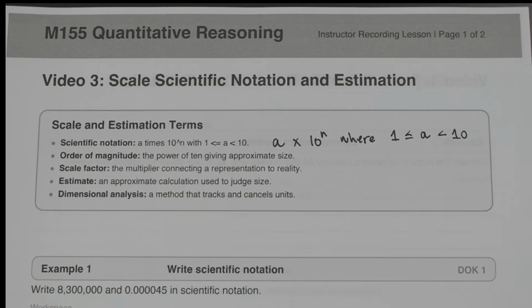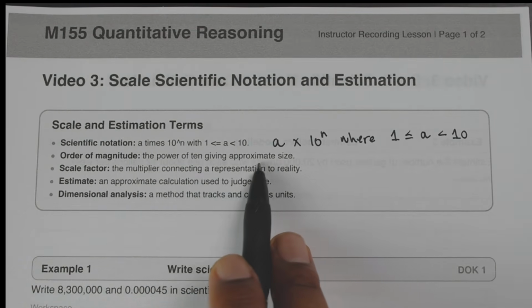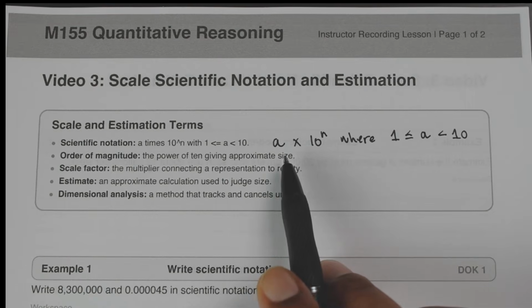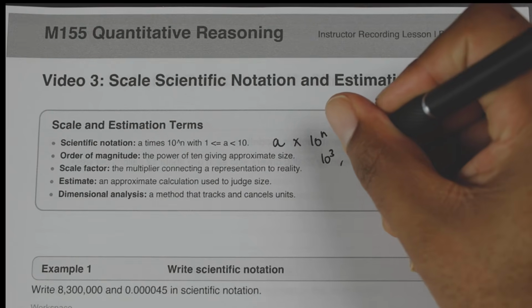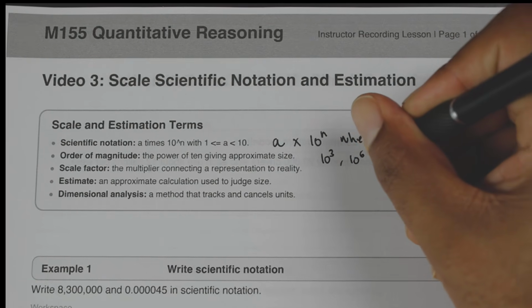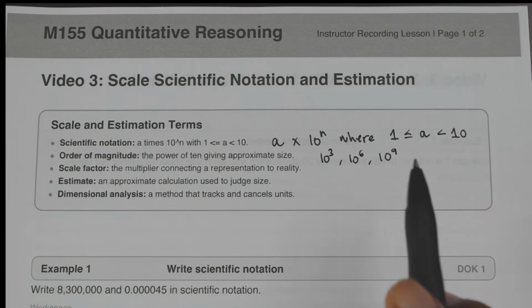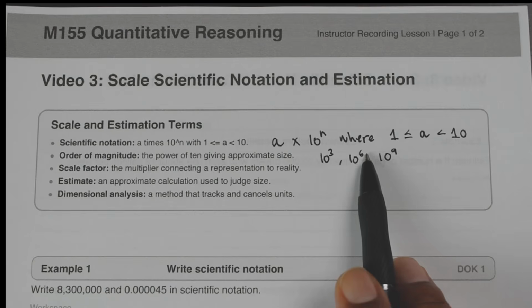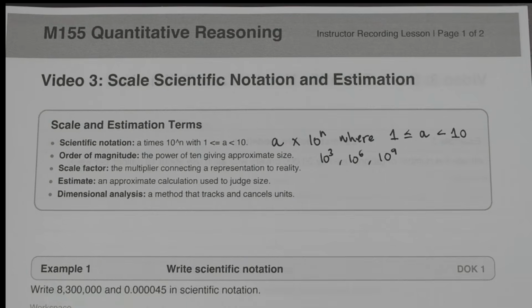So an order of magnitude, right? The power of 10 giving approximate size, we'd say, let's just say 10 to the third, 10 to the sixth, 10 to the ninth, right? That represents increasingly larger orders of magnitude, right? Okay, so the order of magnitude is the power of 10 that gives the approximate size of the quantity, all right?